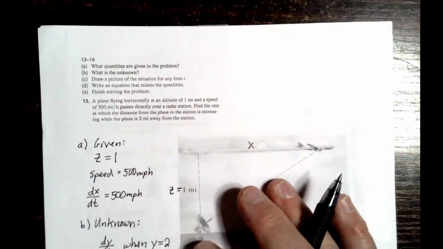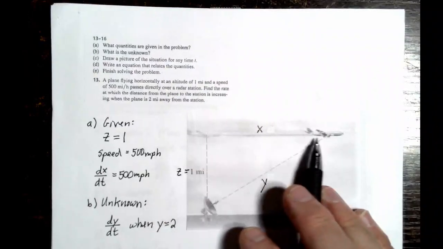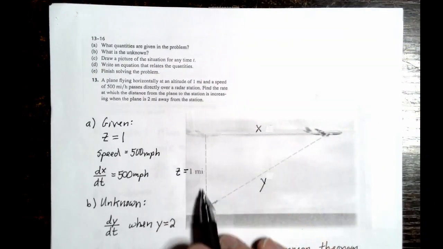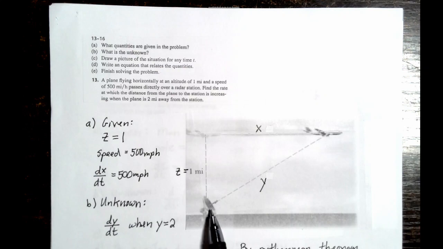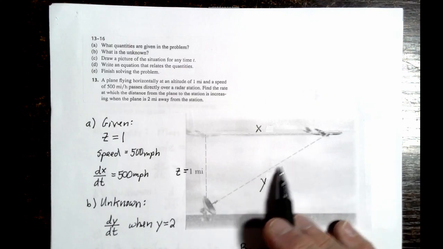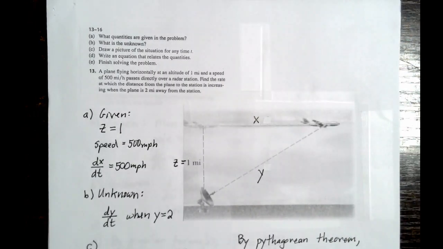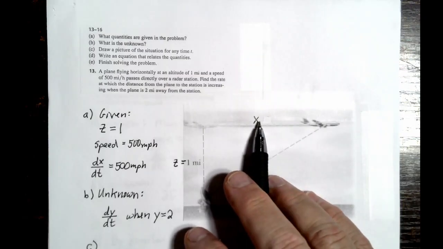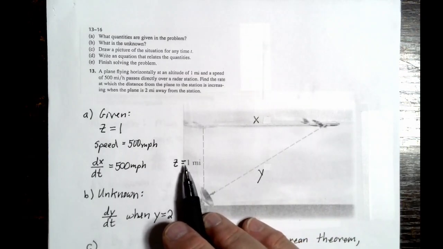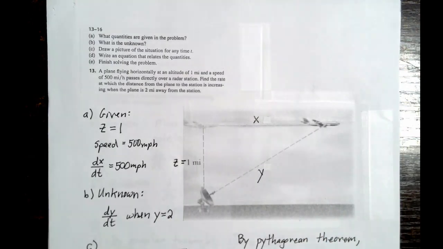On this one, you've got a plane traveling at 500 miles per hour. It's 1 mile above a radar station, and at some point it's 2 miles from the plane to the radar station. And they're asking you to find the rate at which the distance between the radar and the plane is changing. What rate? Well, we have x prime, z is constant. We're looking for y prime.